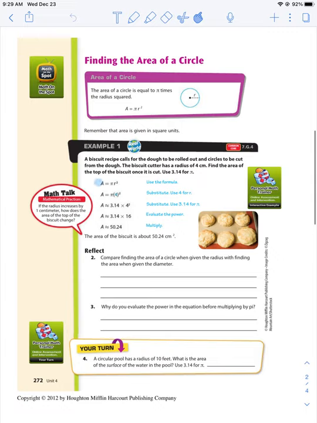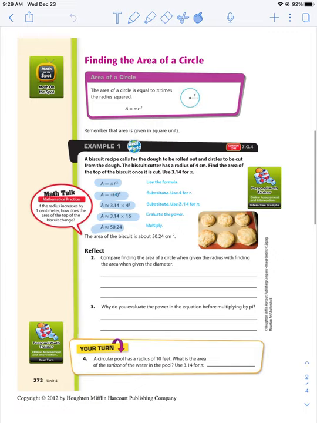So we're going to set up our area formula. Area equals pi r squared. The radius of the biscuit is 4 centimeters, so we're going to plug in 4 for r. And we're going to use 3.14 for pi. So 3.14 times 4 squared. We know 4 squared is 16. 3.14 times 16, that's where you could just enter it into a calculator. That's going to be 50.24. So the area of the biscuit is about 50.24 centimeters squared.